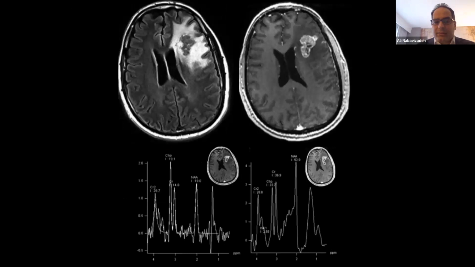This is an indication that we're dealing with a high-grade glioma rather than a brain metastasis. This is a patient with a brain metastasis, and you can see that the voxel inside the enhancing component shows elevation of choline to creatine, but the voxel in the white matter shows absence of choline to creatine elevation, indicating that this is a brain metastasis. And what we see in terms of surrounding T2 prolongation is vasogenic edema and not infiltrative tumor.